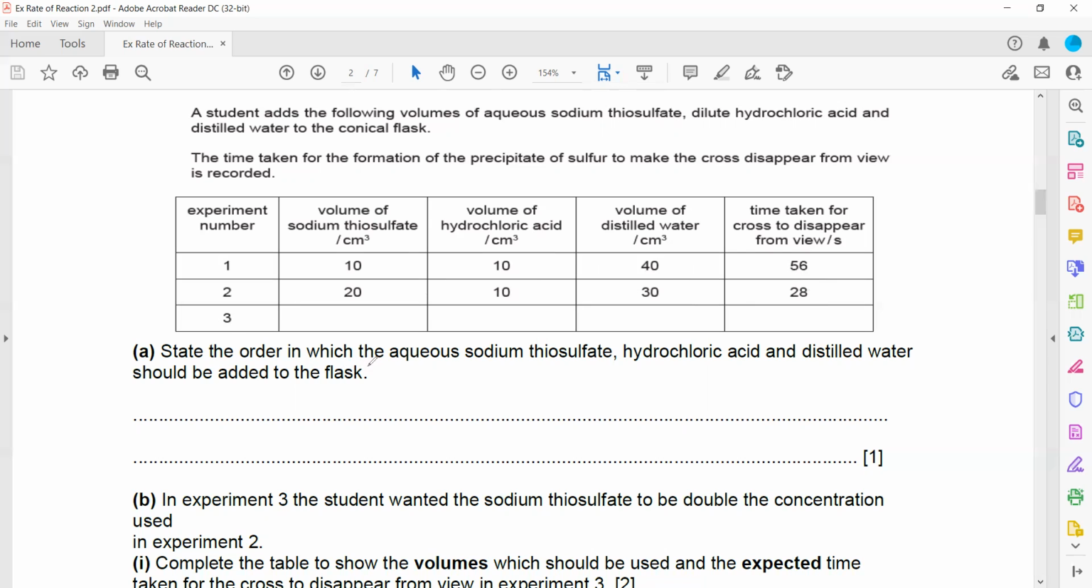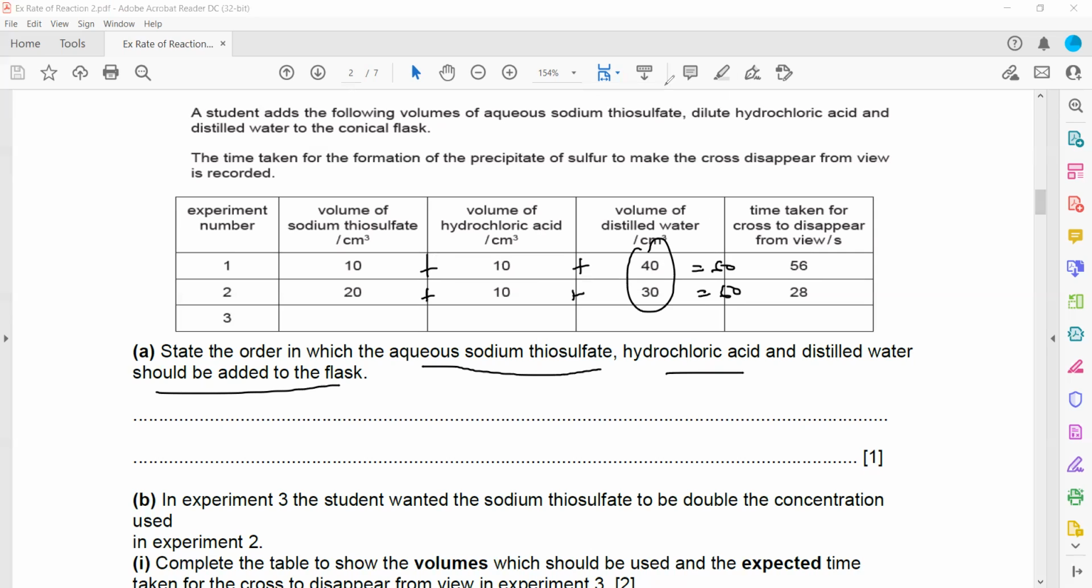State the order in which the aqueous sodium thiosulfate, hydrochloric acid and water should be added. Water is not the reactant here. The purpose of the water is so that the total volume of the solution will be the same, because 10 plus 10 plus 40, the total volume is 60. Same thing, 20 plus 10 plus 30, the total volume is 60. Water is basically to make the total volume the same, because the one which has a greater volume in the mixture will have a higher concentration or greater number of particles.